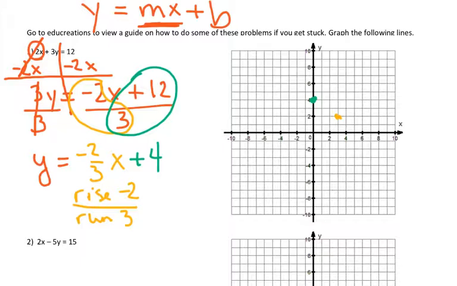I'm going to continue that pattern. Down 2, right 3, down 2, right 3. But I also want to continue the pattern in the other direction. So instead of going down 2 and right 3, I'm going to go up 2 and left 3. Up 2 and left 3. And therefore, I have plotted all across my grid.